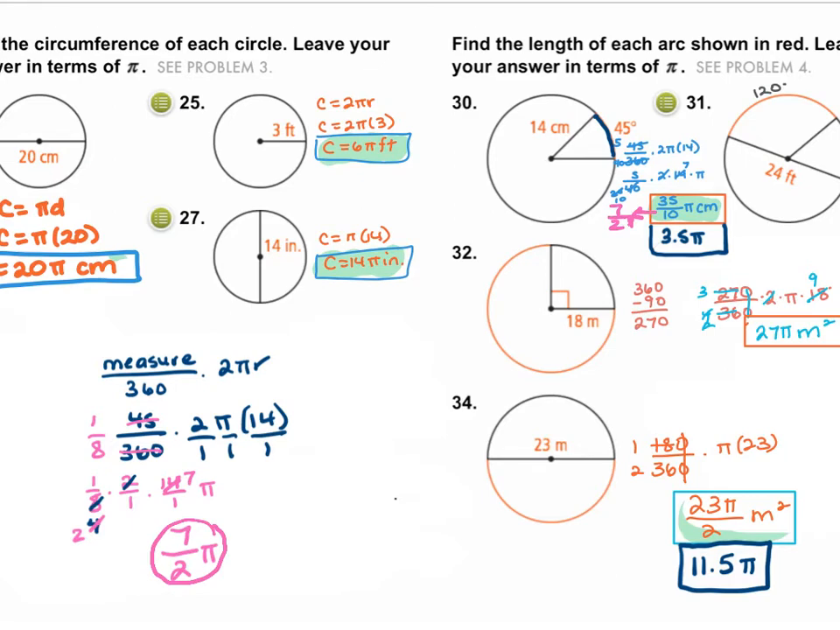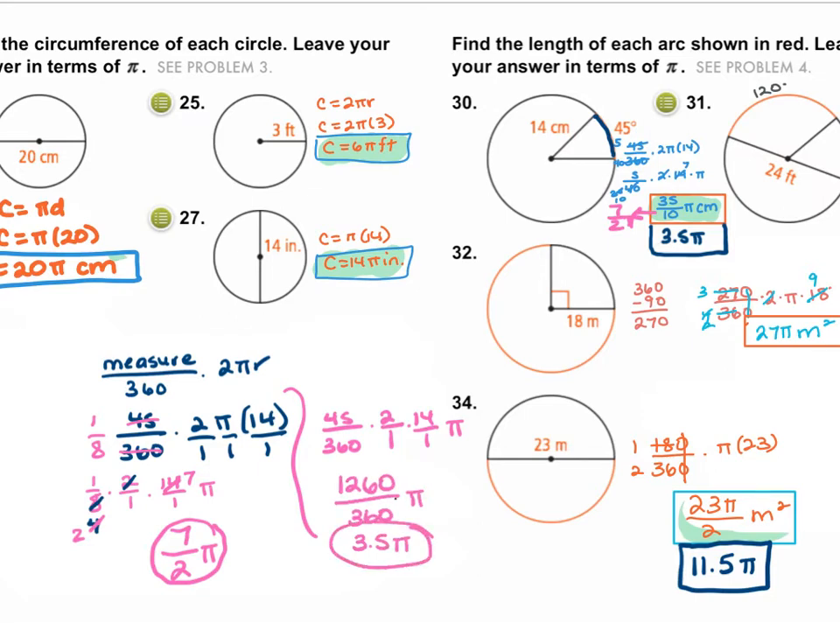The second way is multiply out straight across all your numerators. So if I had 45 over 360, and then I had 2, and then I had 14, and then I would bump the pi to the end, I would multiply 45 times 2 times 14, and my numerator is 1260, and my denominator, 360 times 1 is just 360, pi still at the end. And then I would do 1260 divided by 360, and I get 3.5.